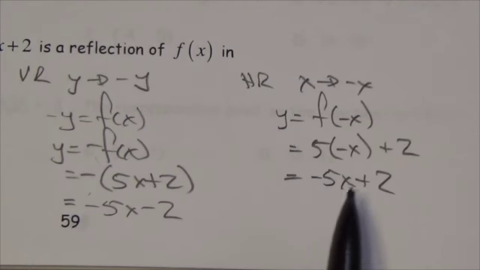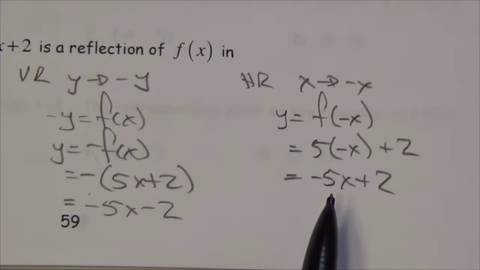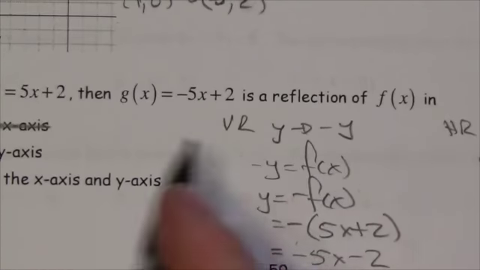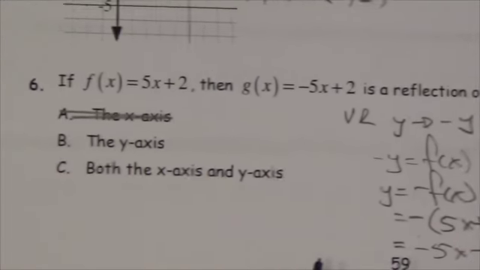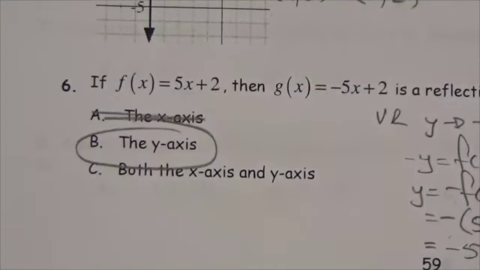Now notice only that first term has changed. Only that one term with the independent variable in it, the x, has changed signs. Compare that to what I got. There's my g of x. That's exactly what I get here. That is a reflection over the y-axis.